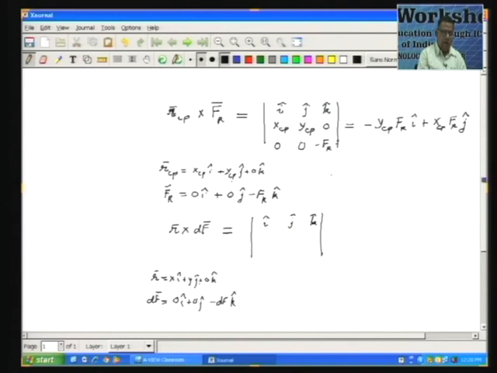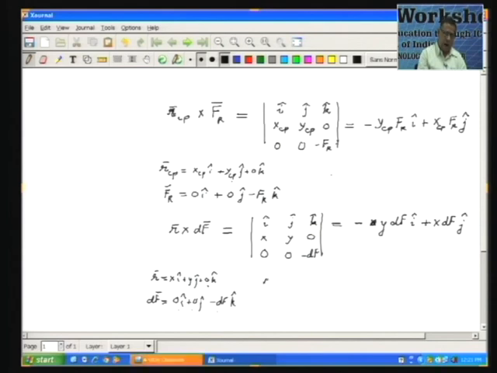So, if you have a cross b, then in the second row you write the components of a, and the third row you write the components of b. So, here this first vector here is r. So, you are going to write x, y and 0, and here you are going to write 0, 0 and minus dF. So, these two zeros are coming from here, and this is minus dF, and this 0 is coming from here. So, this you can write as minus y dF i plus x dF into j.